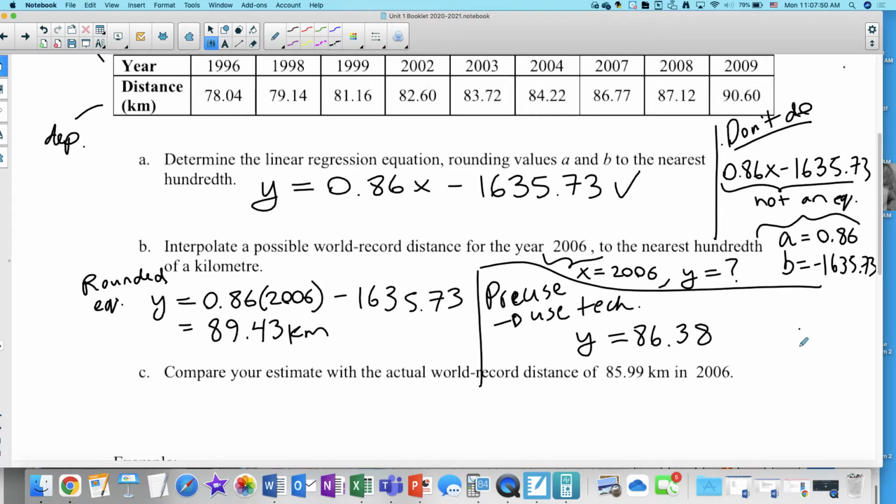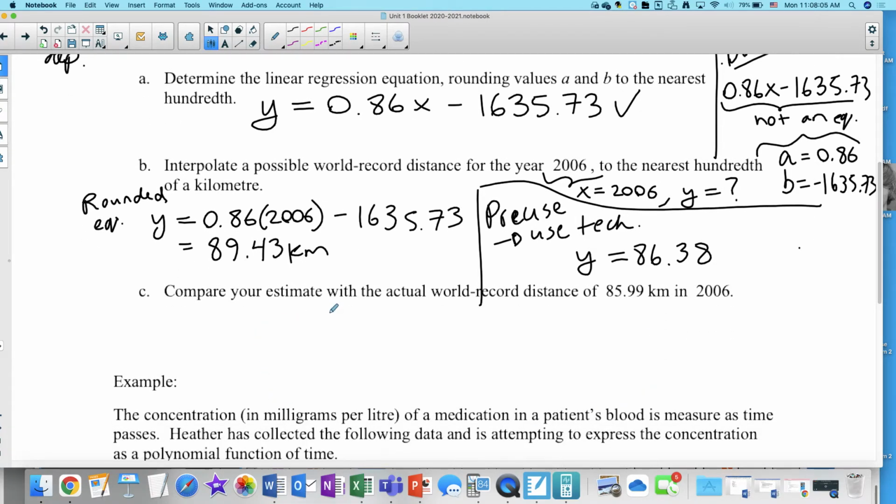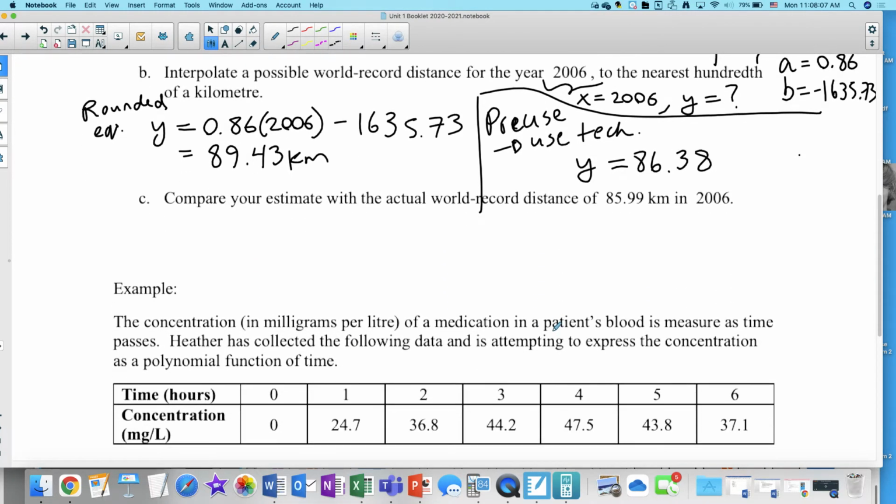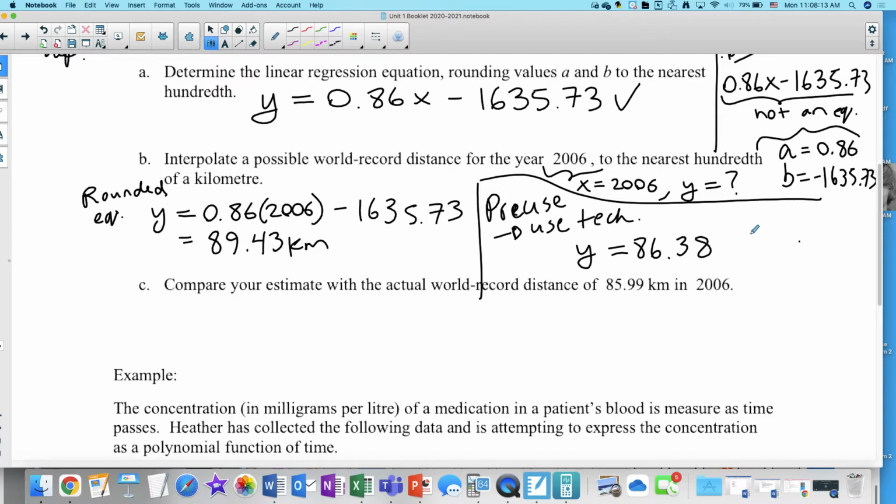Okay, part C. Compare your estimate with the actual world record distance of 85.99 kilometers in 2006. Question? Last question. Full marks, we just write y equals 86.38? If this was written response, what I would probably ask you to do is sketch it for me.